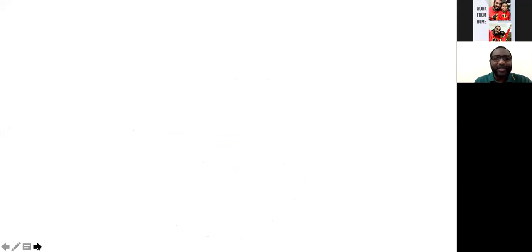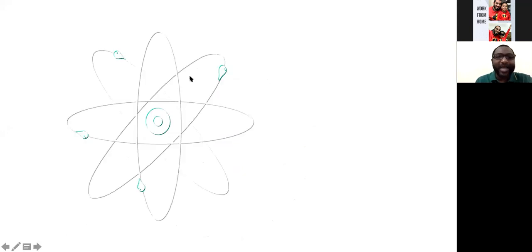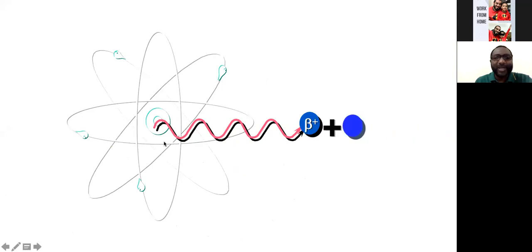I usually like to use this model as an example. If you look at this atom that is considered to be unstable, in this circumstance it has an excess of protons. So what this atom will do is try to eject the excess proton from its nucleus.